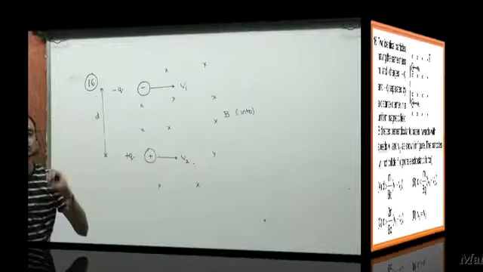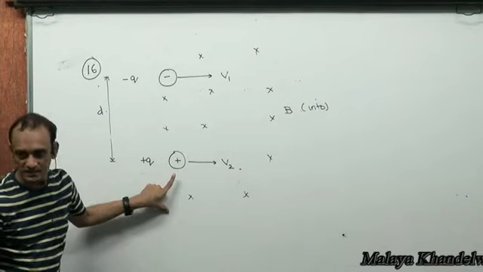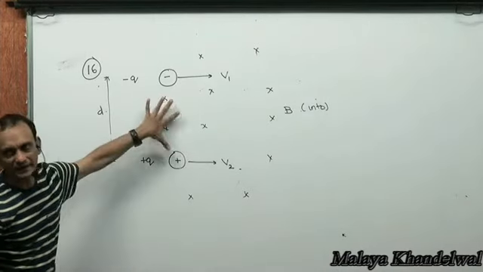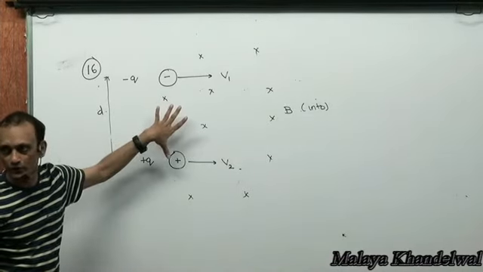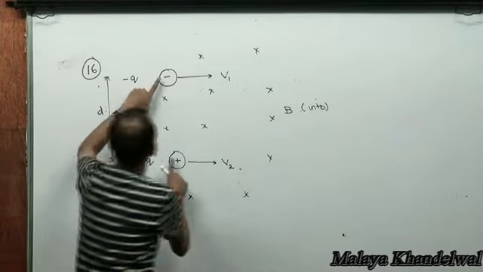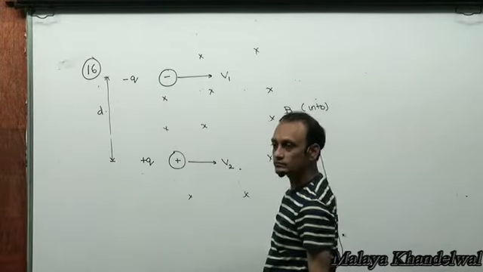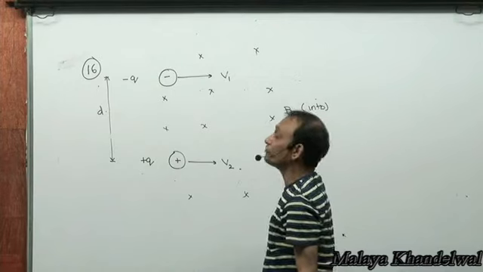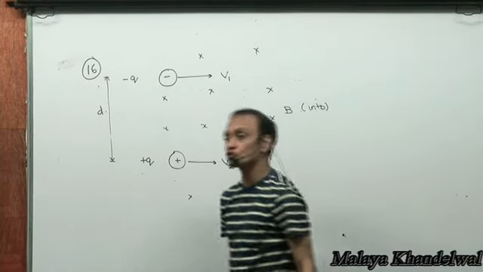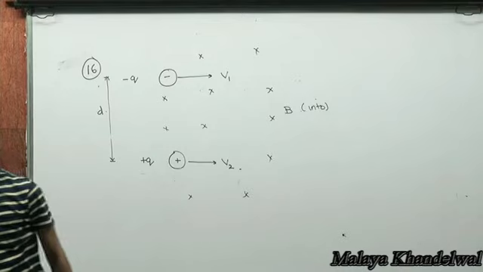So we have two charges, minus Q and plus Q. And there is magnetic field going into the plane of the board. Alright? And they are separated by a distance d. I want to find a condition so that the two particles don't collide. Let's first see if they can collide.